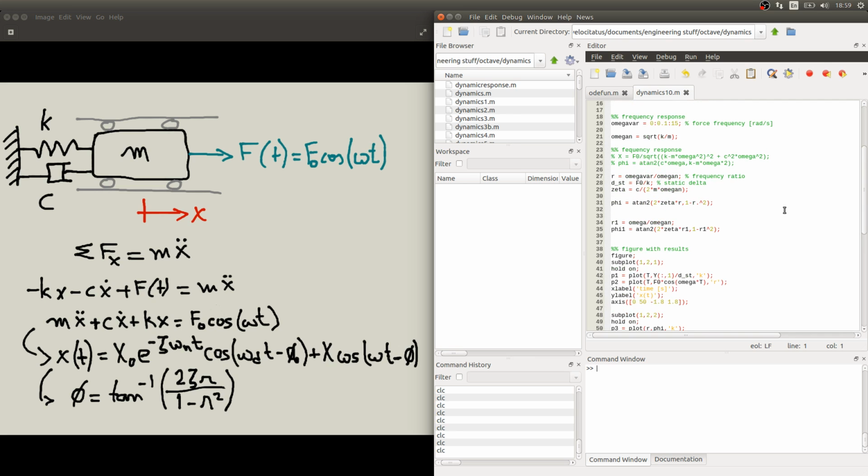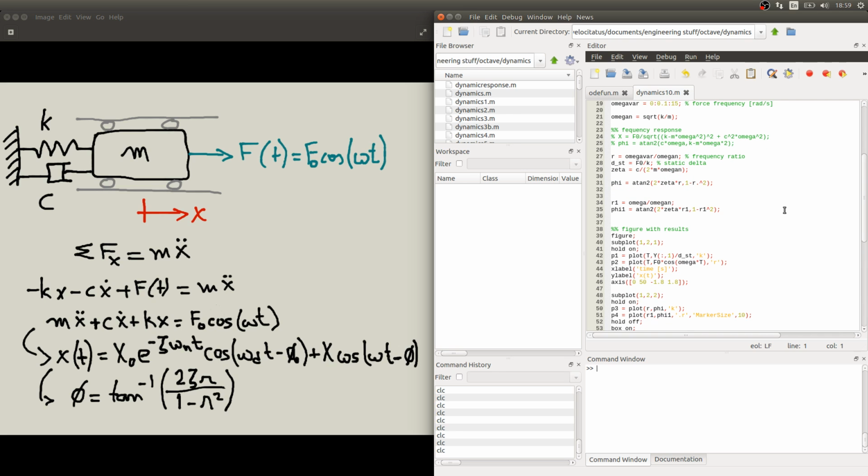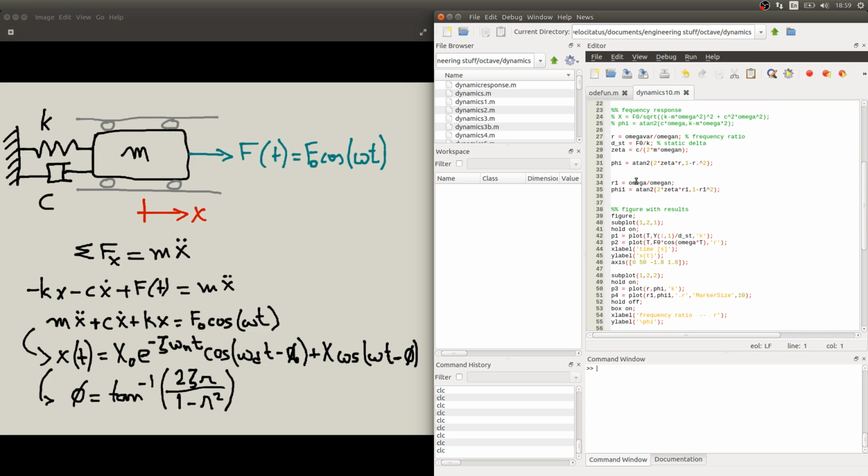For the frequency response, now I'm using the phase angle phi here, given by this expression. Just note that I'm using the atan2 function to calculate the phase angle. I'm also calculating the current phase angle related to the current excitation frequency omega.